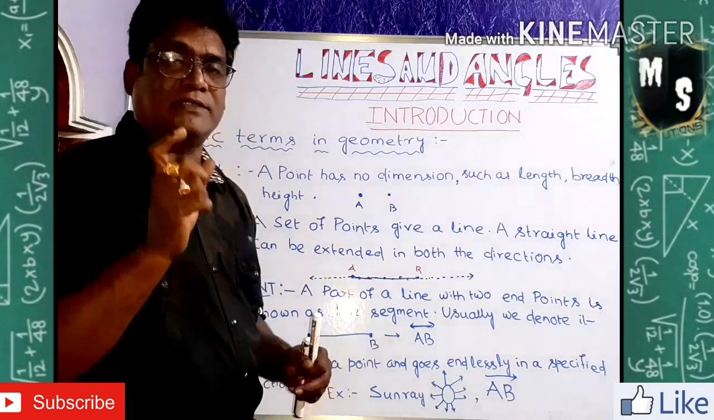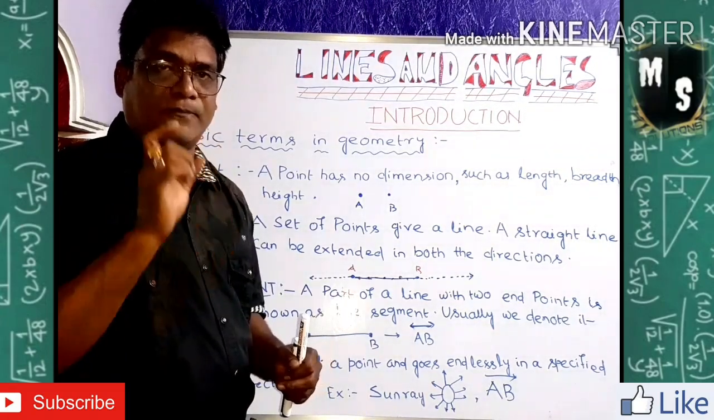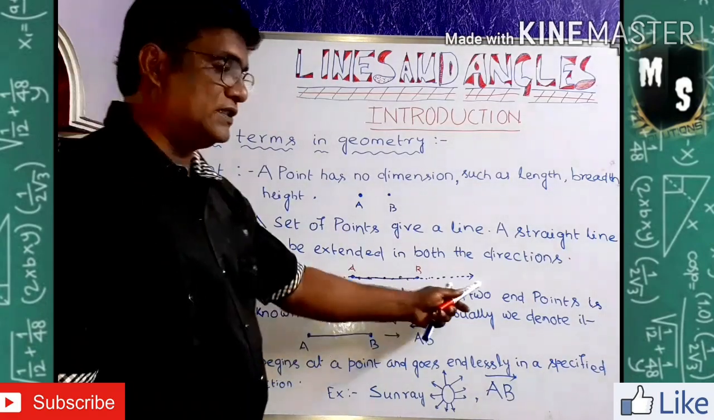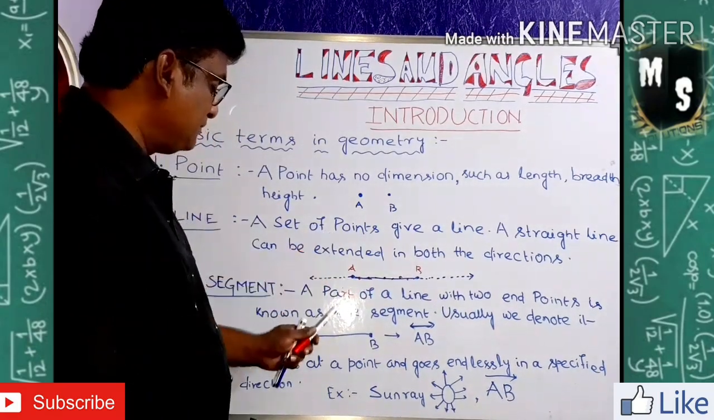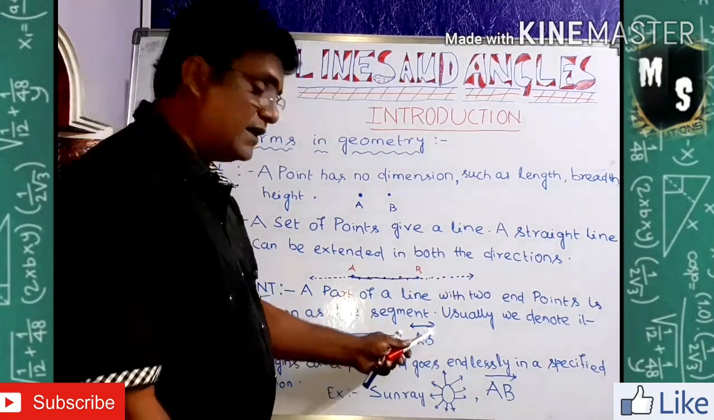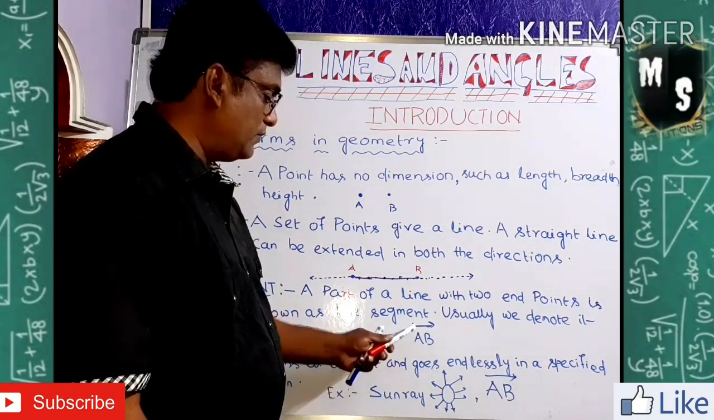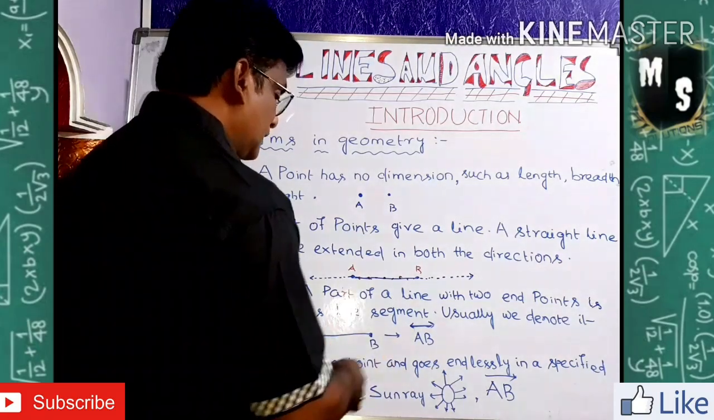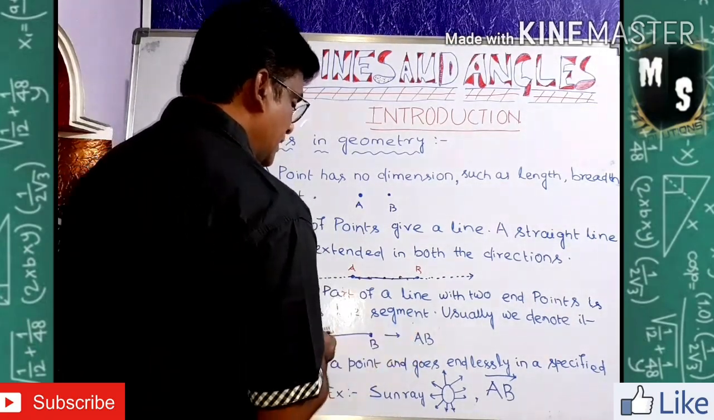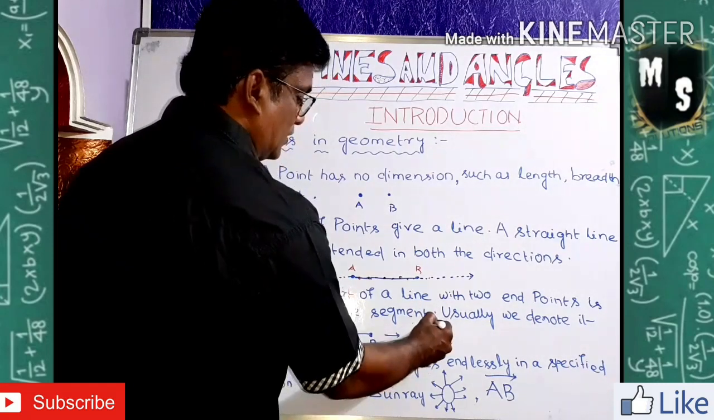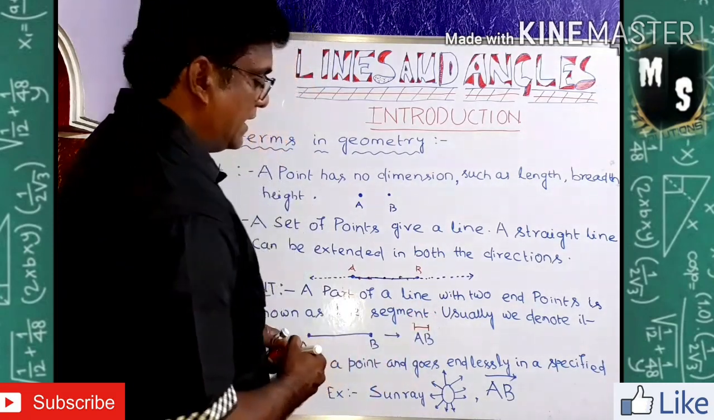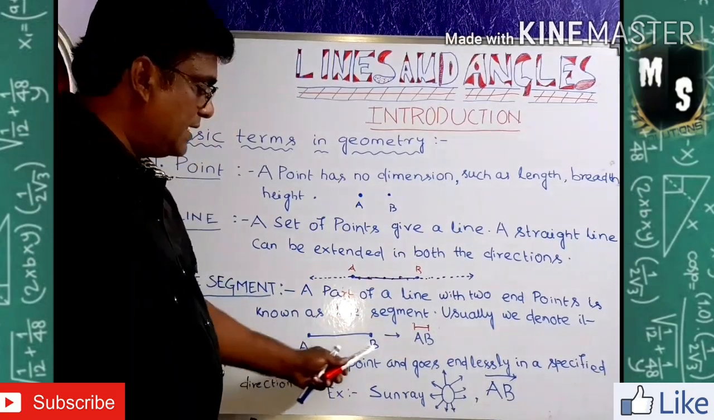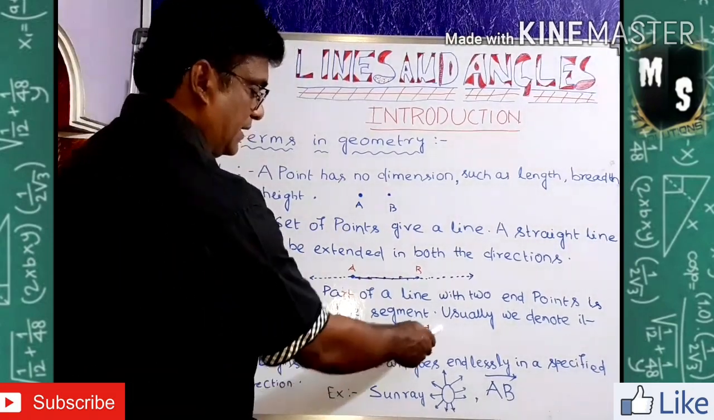So a line segment has 2 fixed endpoints, but a straight line has no endpoints. That is the difference between a straight line and a line segment. Here the arrows are closed, so it cannot be extended. We can say AB line segment. This AB is a line segment and is denoted by this symbol.